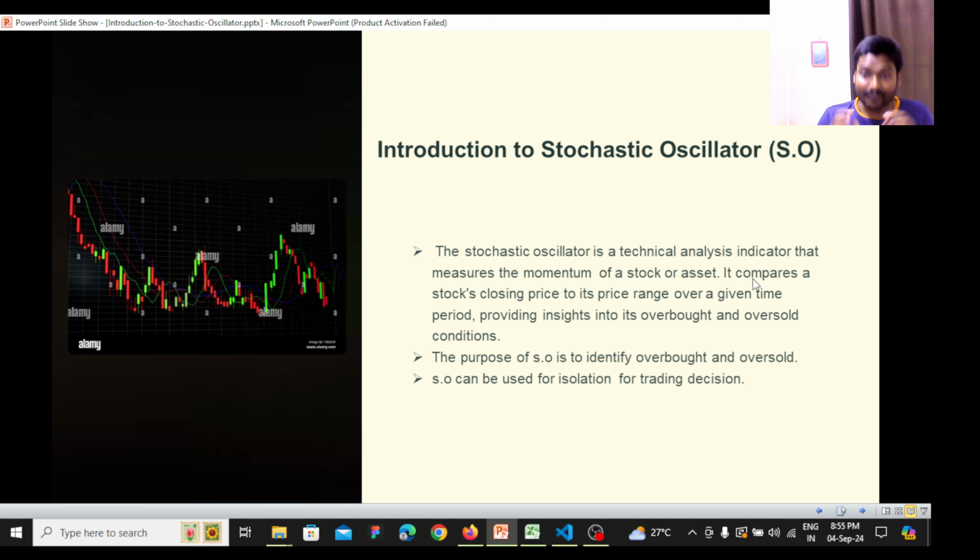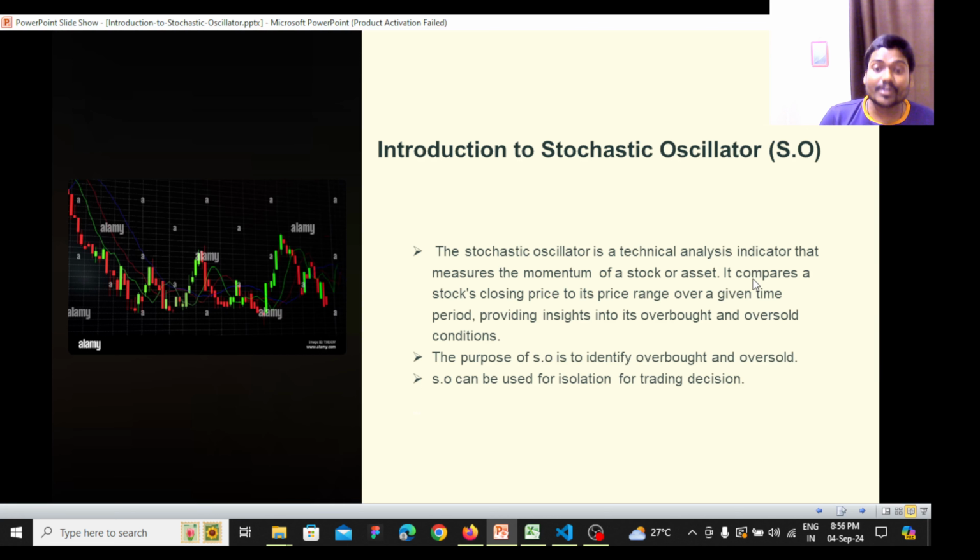So next, what is the purpose? The purpose of the stochastic oscillator is to identify overbought and oversold conditions. And next, the stochastic oscillator can be used in isolation for trading decisions, meaning the stochastic oscillator independently provides signals to buy the stocks and sell the stocks. So we will move on to the next slide.